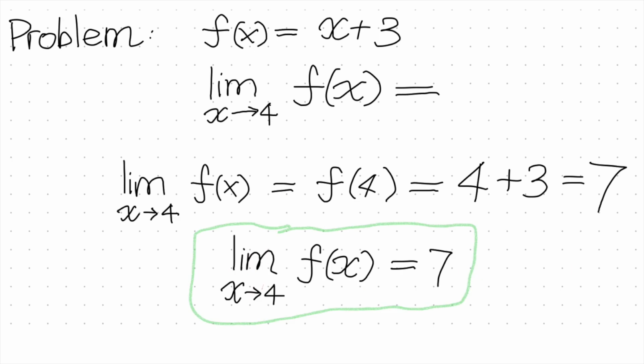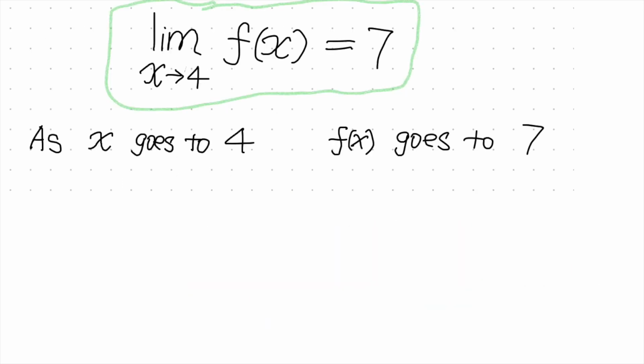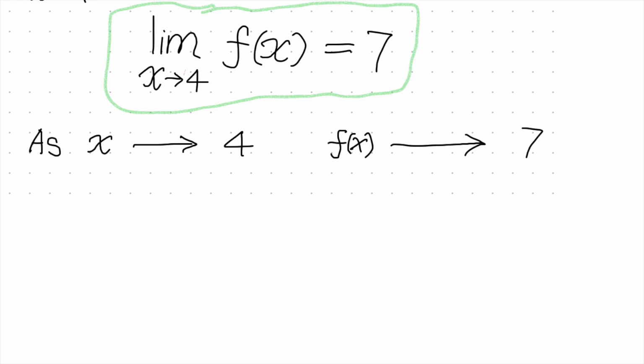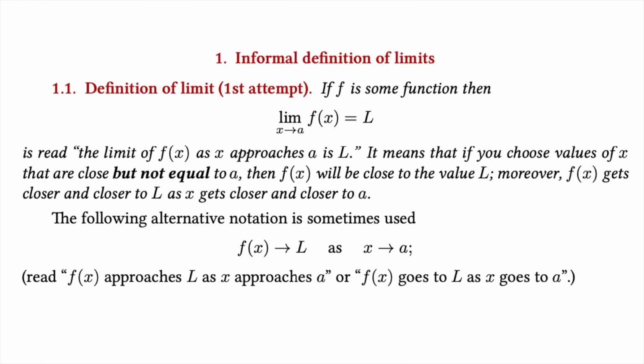What we have now is that the limit of f of x when x goes to 4 is 7. Another way of saying this is, as x goes to 4, f of x goes to 7. Another way of writing down the limit of a function is by writing x arrow 4, f of x arrow 7. We have found the limit of f of x as x goes to 4, but what is the definition of this notion of limit?